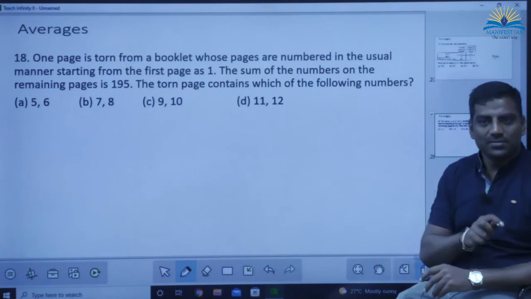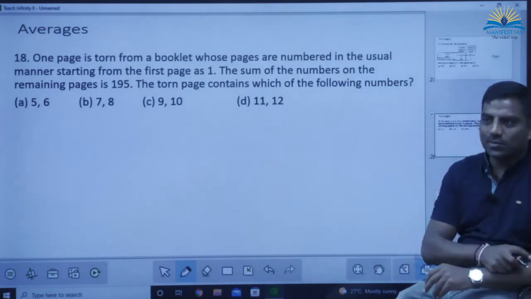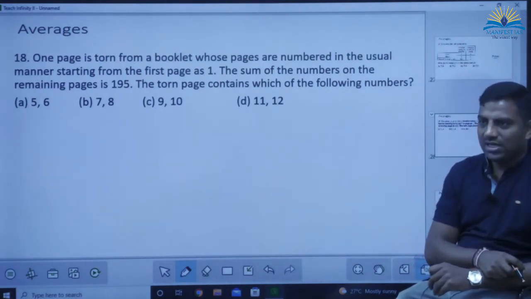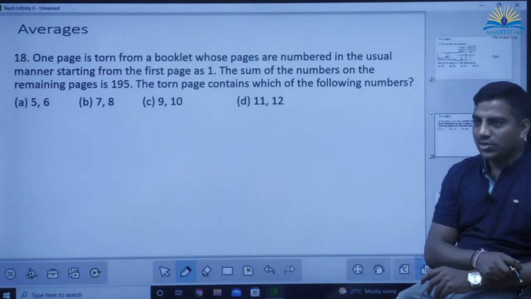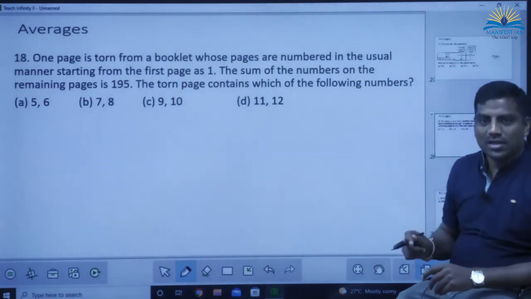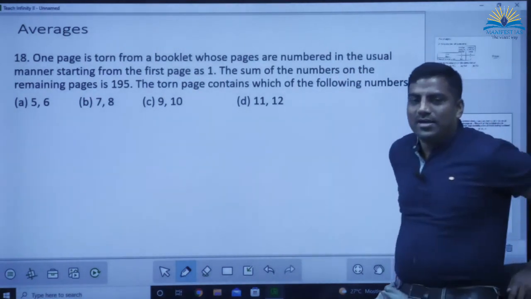And this is fun. This is like a puzzle. This is not just about the average. It is like a puzzle. So you take it as a homework and get it done. Okay.